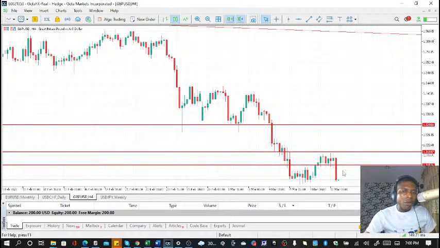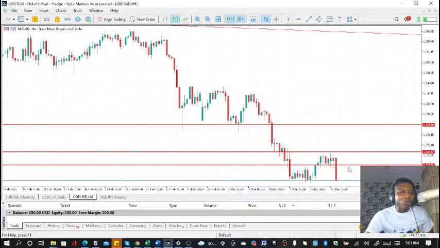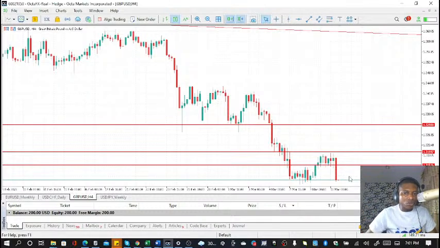Trader C might wait for the market to touch this level and another bearish candle to appear again before he confirms that he wants to sell. All right, so what do I want to do at this level? I want to set a sell limit.